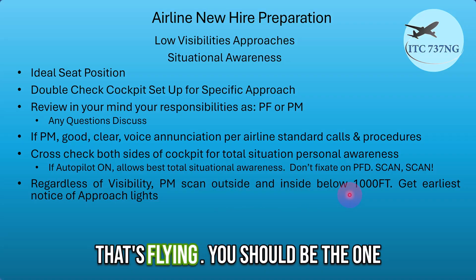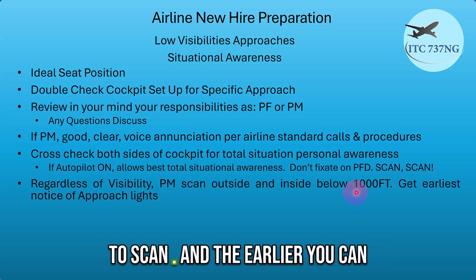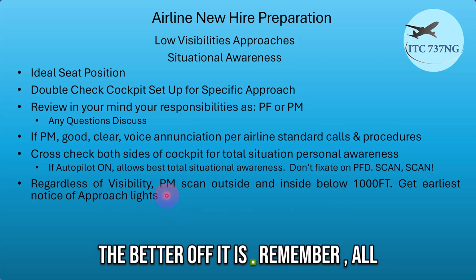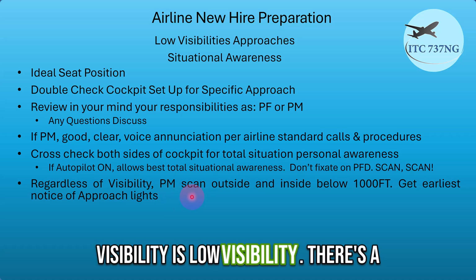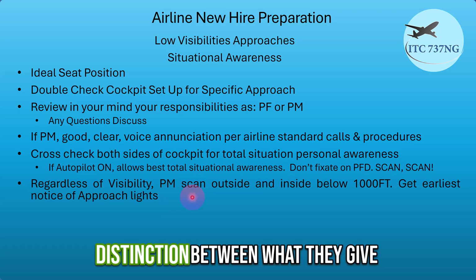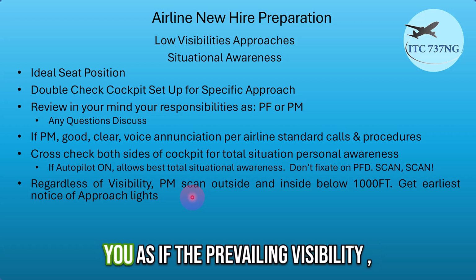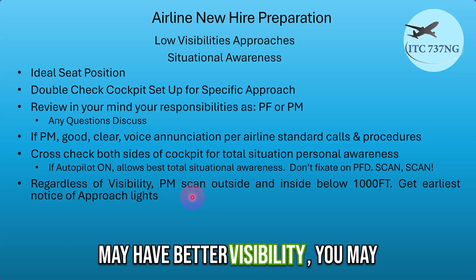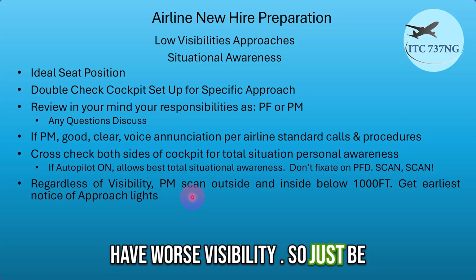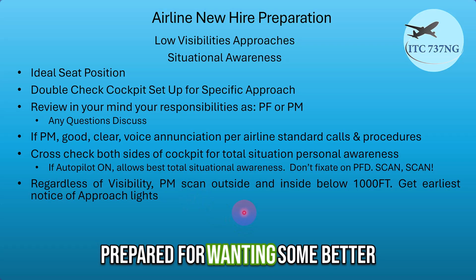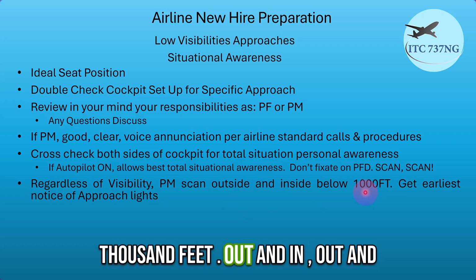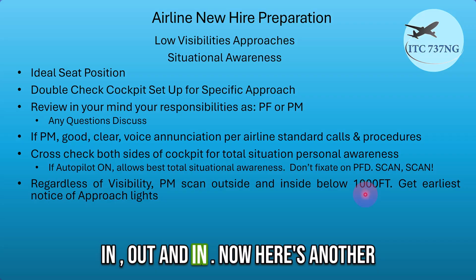You're not the one that's flying. You should be the one to scan. And the earlier you can pick up and notice approach lights, the better off it is. Remember, in low visibilities, there's a distinction between what they give you as the prevailing visibility, and on the particular approach you may have better visibility, you may have worse visibility. So just be prepared for wanting some better visibility and start to scan at 1,000 feet, out and in, out and in, out and in.